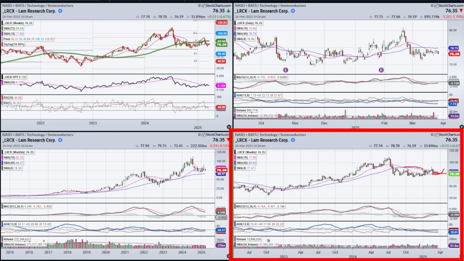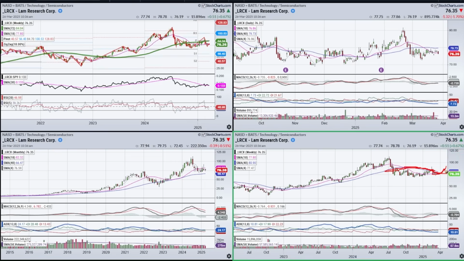This is the 200-day right here, this blue line. That's the 40-week, and that's the 200-day. We need to get back above that line, and we kind of want to see it cup around a little bit, get the 18 rising, and then we could consider buying the next pullback, especially if we get some ADX strength.